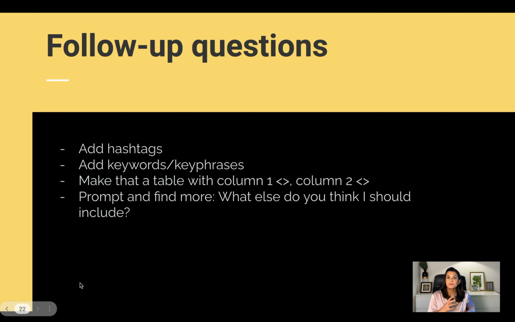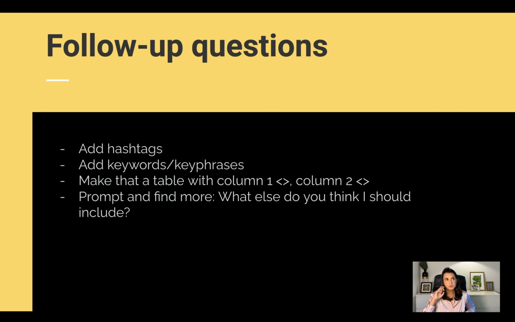And then what would make this really amazing? Follow-up questions. So suppose you got the output now from ChatGPT and it's looking good. And now you want to hone in on those fine things. And here's where the chain of thought prompt comes in. You will say add hashtags, and if you've given it an example of a previous post with hashtags, it will be able to find the right hashtags that will work well for the post you're working on now. And then you can also add keywords, key phrases, and then you can say, make that a table with columns.